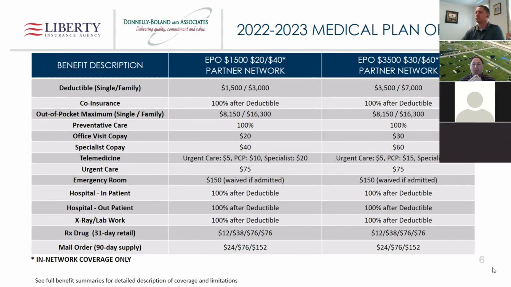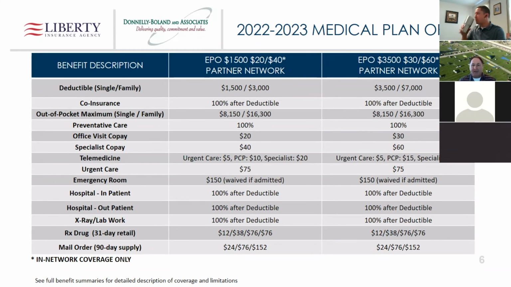Okay, here are your partner plan options. We have an EPO 1500 and an EPO 3500. As the name would indicate, the $1,500 plan has a $1,500 deductible. The $3,500 plan has a $3,500 deductible.